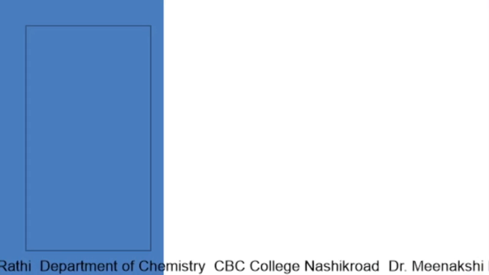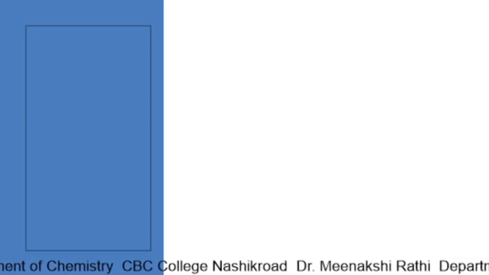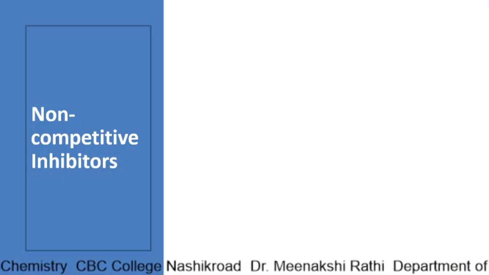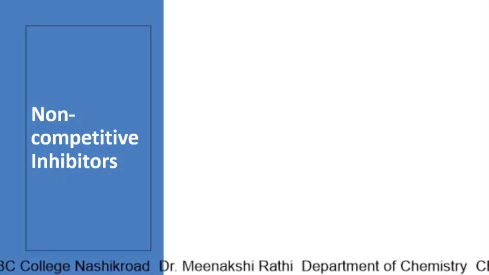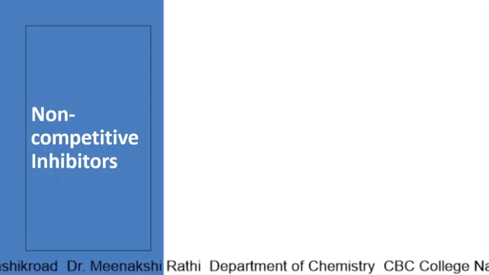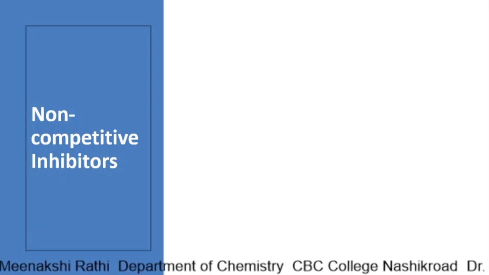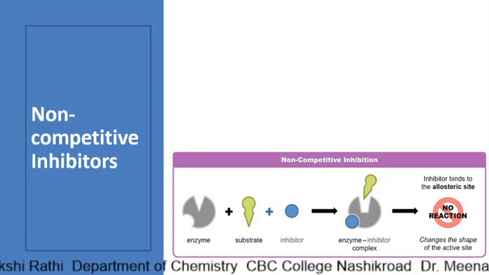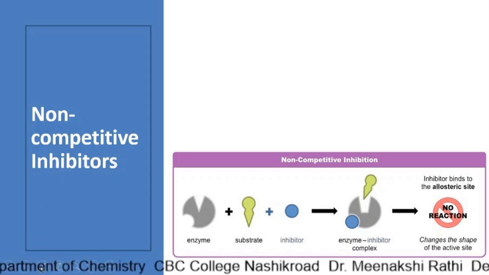Let's discuss the next type of reversible inhibition, that is non-competitive inhibition or non-competitive inhibitors. Now, what do you mean by non-competitive inhibitors? This can be very well explained if you see this diagram carefully.